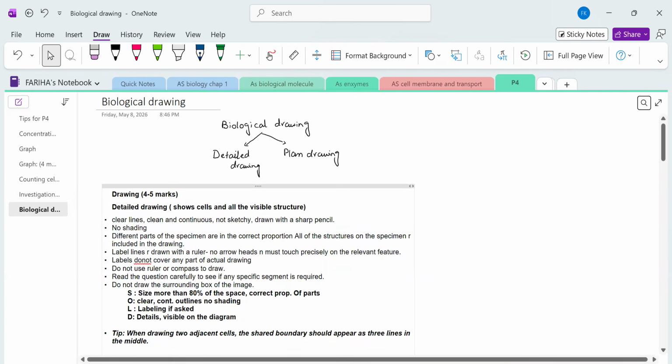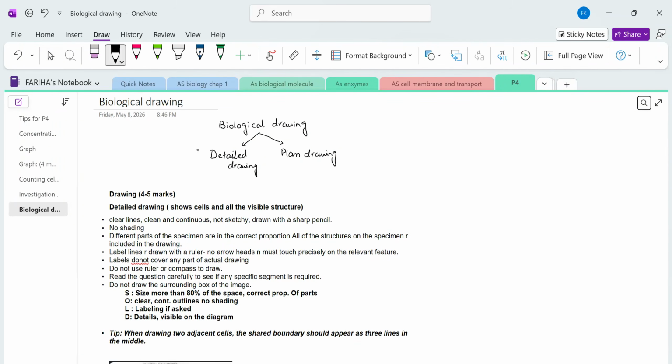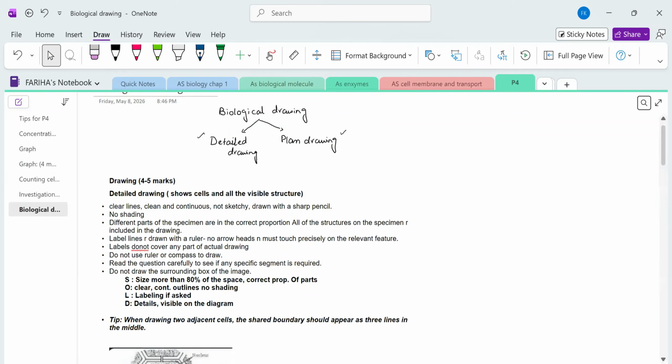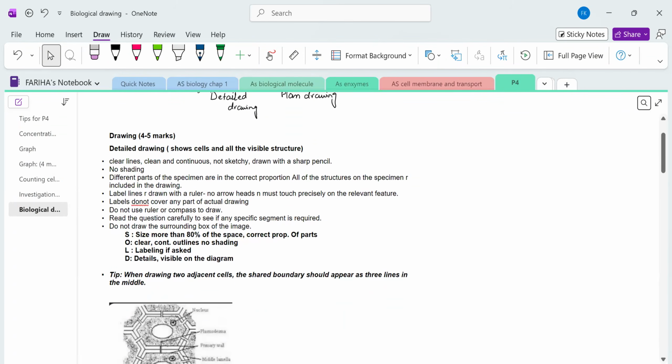Okay, there are two different types of drawings. Number one is called what? Detailed drawing, and number two is called what? Plan drawing. Okay, the examiner can ask you to draw any type of drawing. So what is the meaning of detailed drawing? Detailed drawing is the normal drawing that you people know, are aware of.